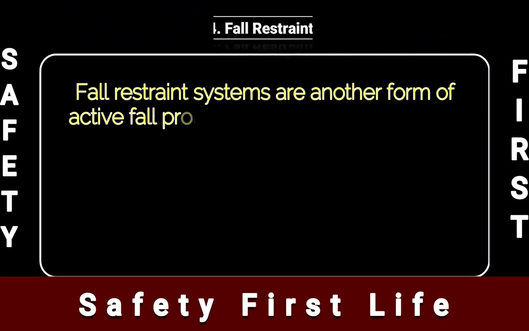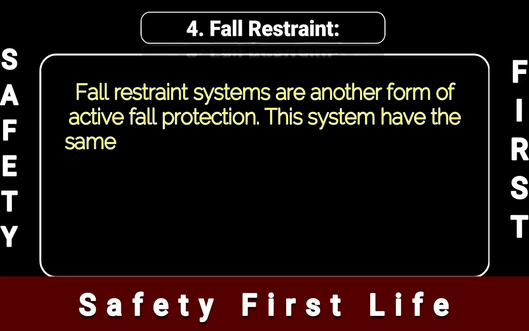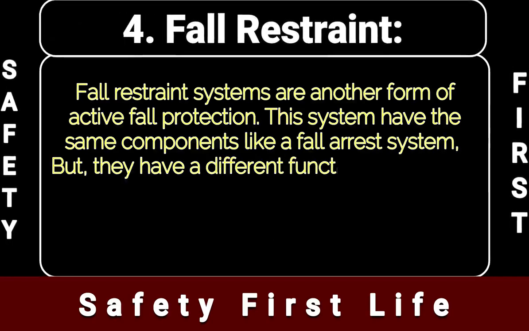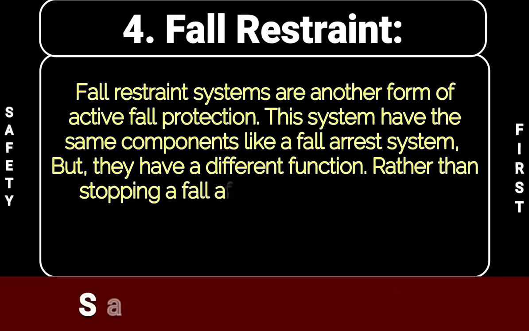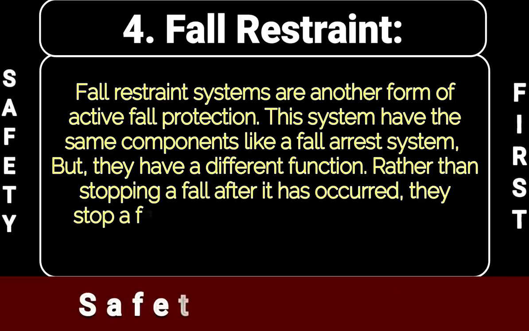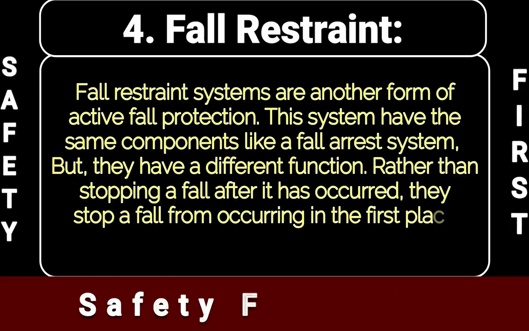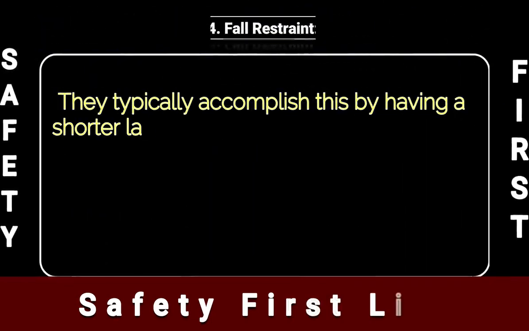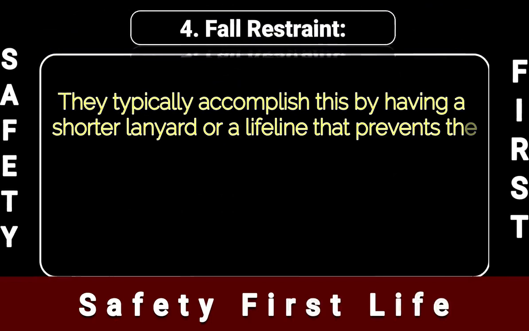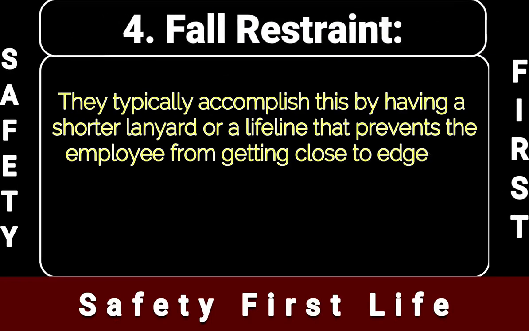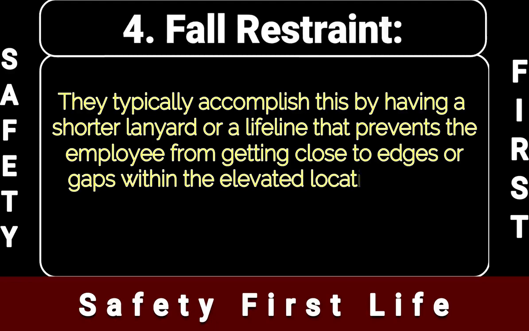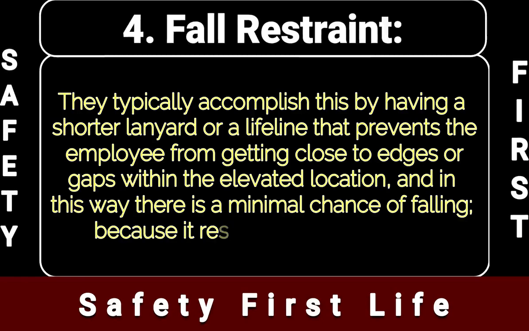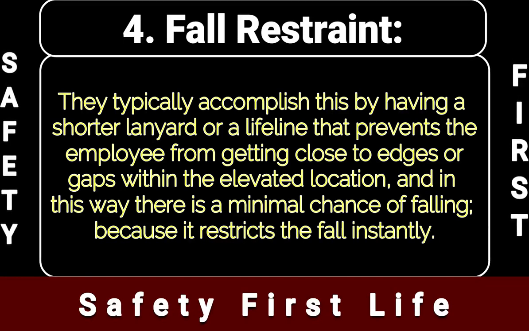Number 4, fall restraint. Fall restraint systems are another form of active fall protection. This system has the same components as a fall arrest system, but a different function. Rather than stopping a fall after it has occurred, they stop a fall from occurring in the first place. They typically accomplish this by having a shorter lanyard or lifeline that prevents the employee from getting close to the edges or gaps within the elevated location. In this way, there is a minimal chance of falling because it restricts the fall instantly.